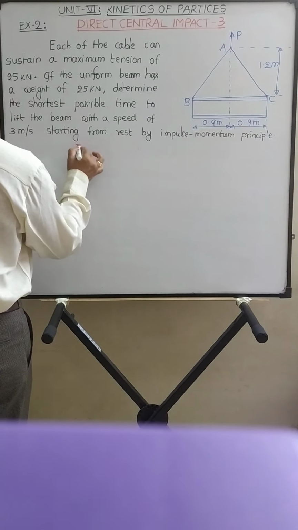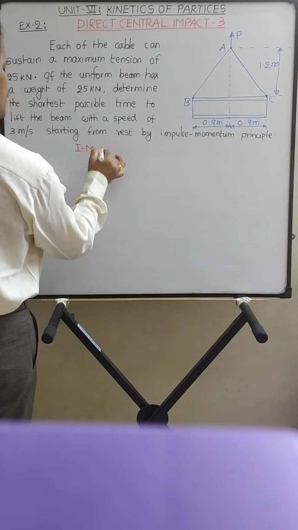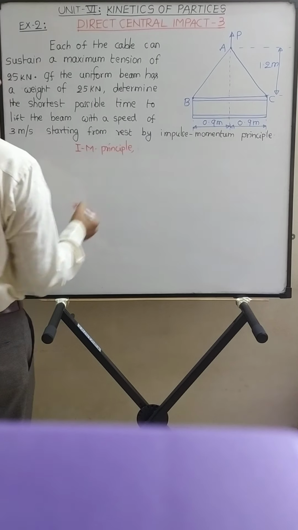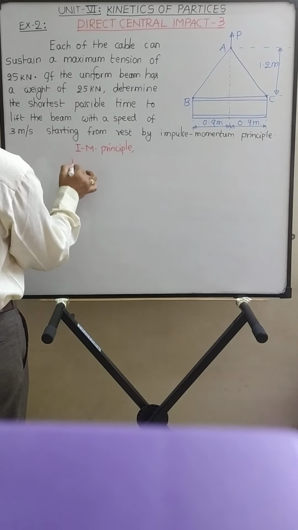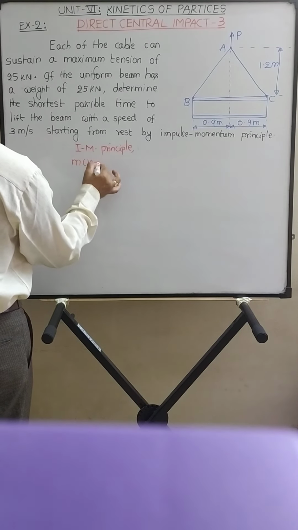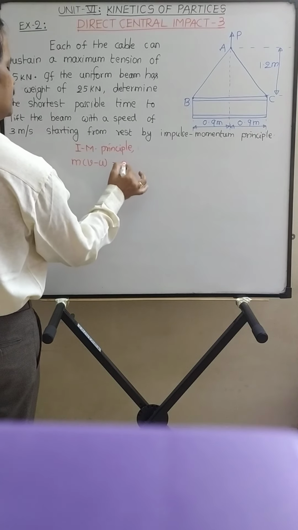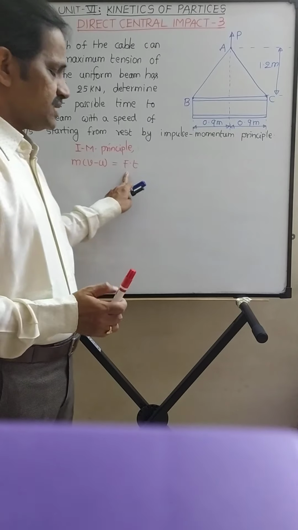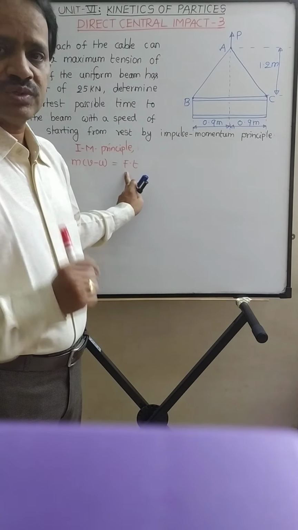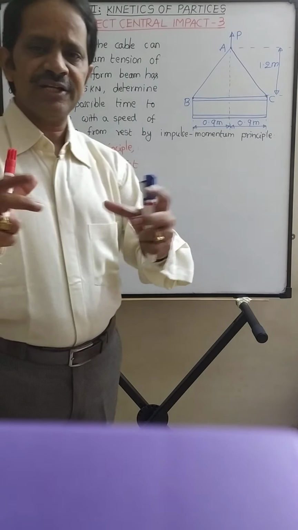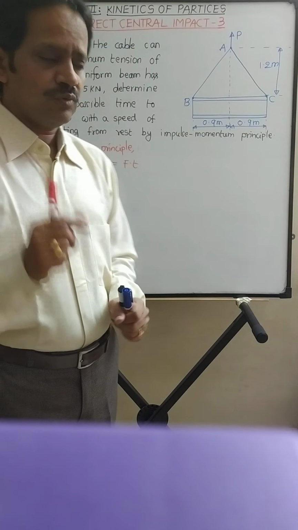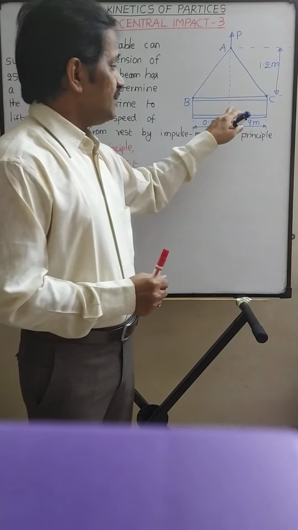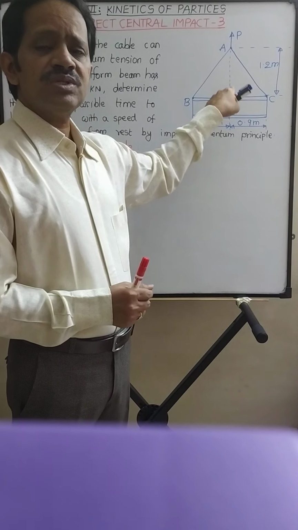So what is impulse momentum principle? Change in momentum is equal to impulse. So m into (v minus u) is equal to force into time. So which force is this? This is the resultant force. The number of forces are acting on the system. So the resultant of those forces is this F. Right. So when the beam is lifted, what are the forces acting on the beam?